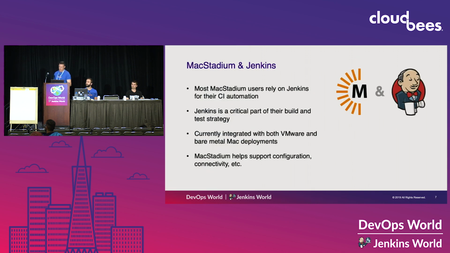So we find that once we get folks set up and they start going, and the reason we're here is they rely on CI/CD platforms like Jenkins. That's pretty popular for folks that use us. It becomes a critical part of build and test. And we have tons of deployments right now that currently use VMware and bare metal Mac with Jenkins. And what we do around that is help deploy and configure it.